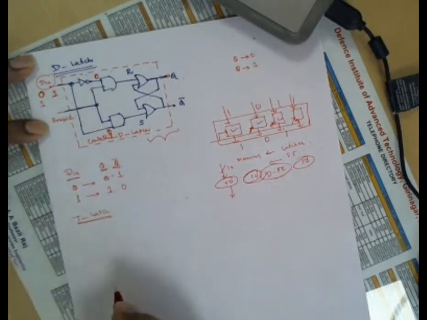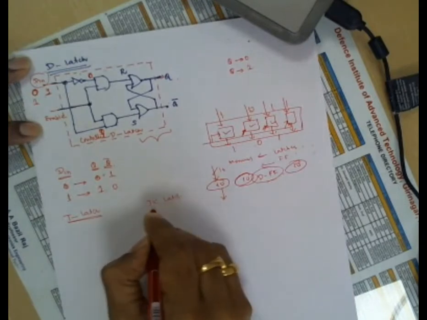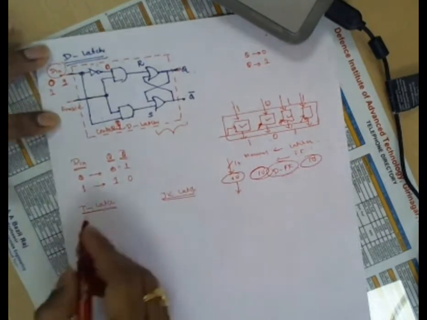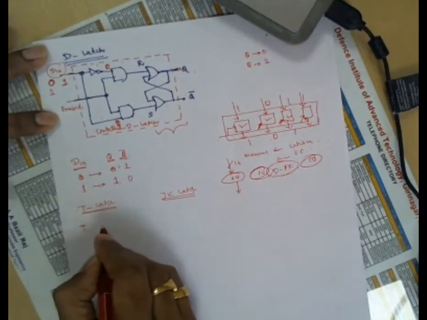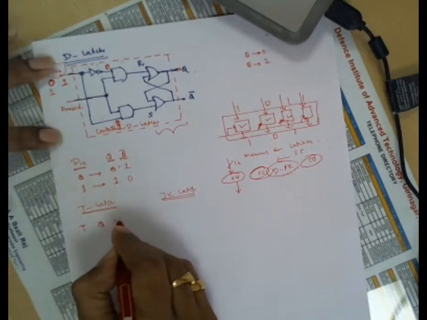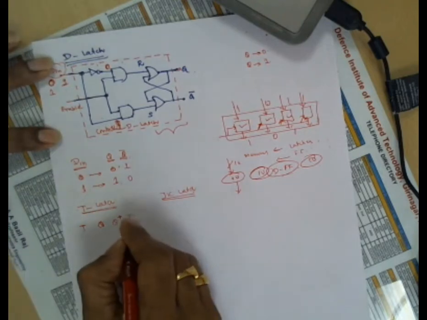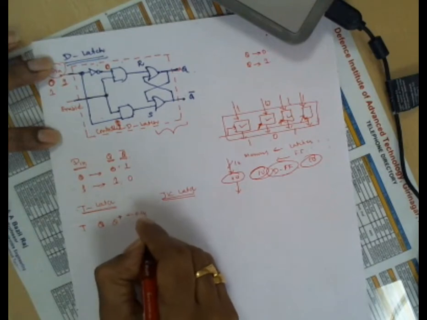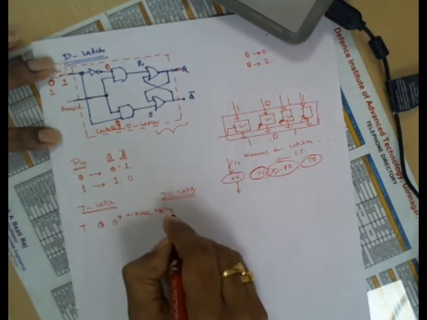There is a T latch, right? And then there is a JK latch. In the T latch, if T is here, then your Q, and then after applying the enable, I'm writing Q plus. Q plus means after applying the enable. It indicates that after applying the enable, that means delayed.